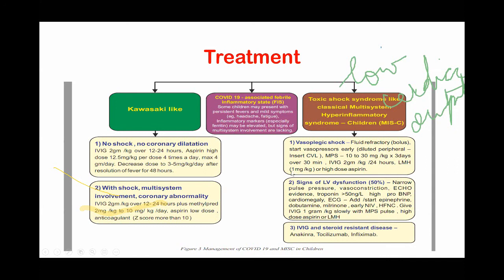The treatment of choice is IVIG, that is 2 grams per kilogram of IVIG, which has to be given over 12 to 24 hours, followed by aspirin. If there is no coronary dilatation, you can give a normal dose of aspirin. But if there is a coronary artery dilatation, people in the UK have used 50 milligrams per kilogram of aspirin in the beginning for 48 hours and then tapered the aspirin. And coming to the hyperinflammatory MIS-C, again, the treatment is the IVIG.